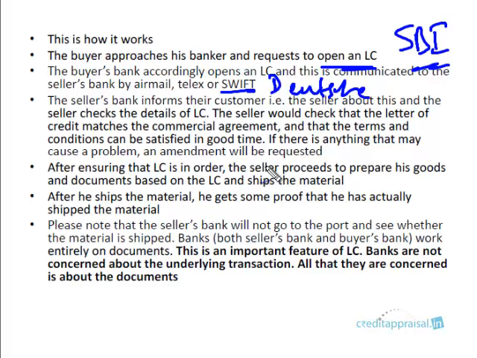So once it is ensured that the LC is in order in all respects, the seller will proceed to prepare his machine, right? As per the specifications, he will manufacture the machine and ship the material. In this case, the machine. Now, what he does after shipping the machine is, he'll go to his banker and submit some proof that he has actually shipped this machine.